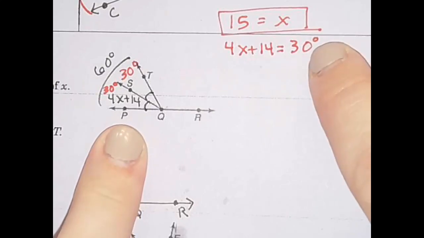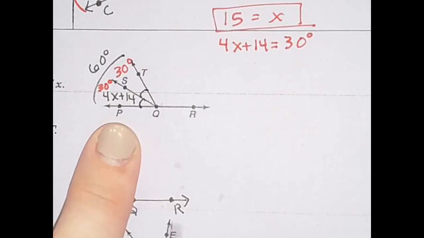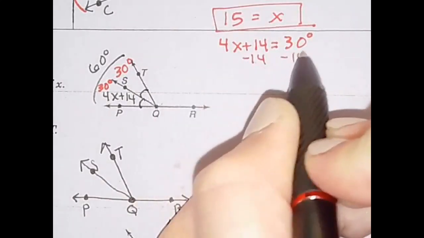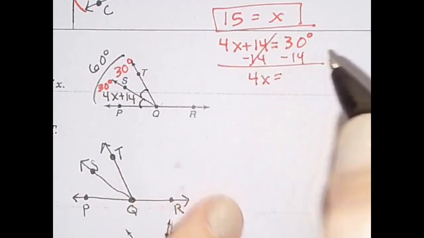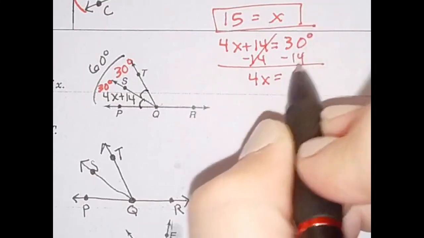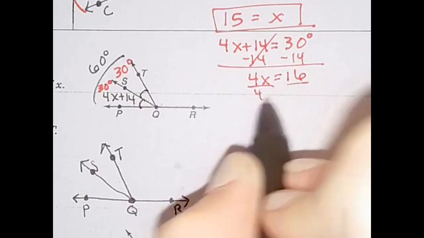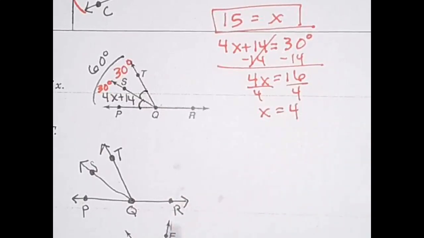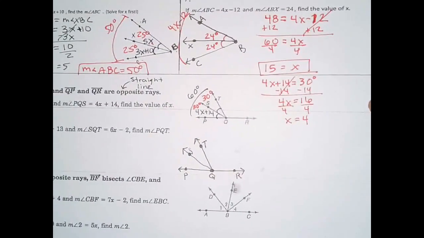So minus 14 on both sides. These 14s cancel. 4x equals 30 minus 14, 16. Divide both sides by 4. X equals 4. That was all of our work for number 1. So you can kind of draw yourself an arrow if you were wondering where's my work for number 1? It's over here. X is 4.